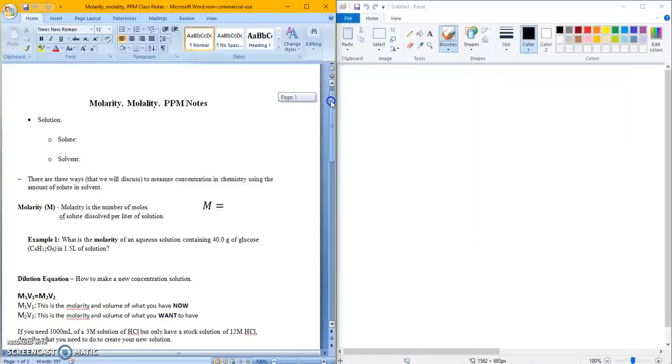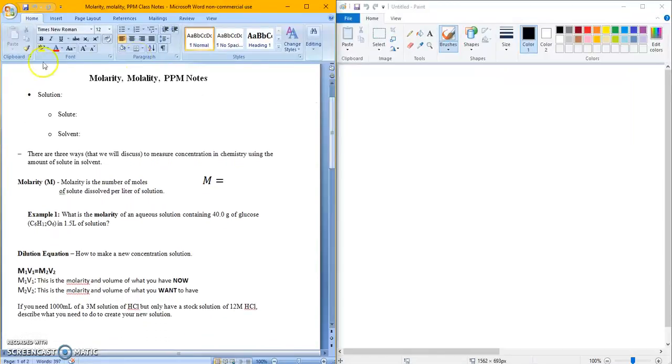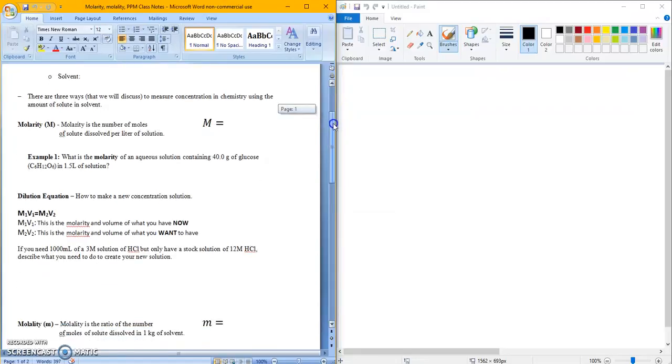Alright, so in the past we've talked about what a solution is. A solution is when you take a solute and you dissolve it into a solvent. And once you mix those two together, you have created a solution. So as a review, solute is the thing that is dissolved, and a solvent is the thing that is doing the dissolving. Alright, so like with salt water, salt is my solute and water is my solvent. It's dissolving the salt.